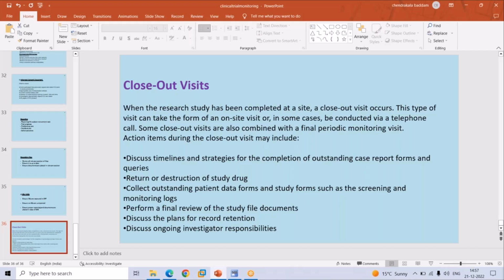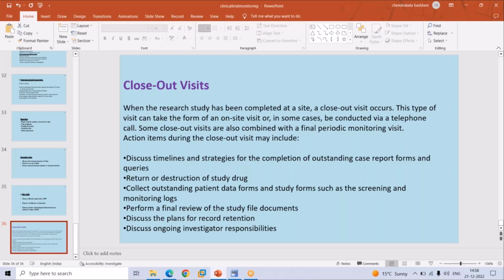Written destruction of the study drug. That means unused product will be documented in writing and disposed of. Collect the outstanding patient data forms like screening and monitoring logs, do a final review of all the study documents, and discuss the plans for the record retention. Discuss ongoing investigator responsibilities.